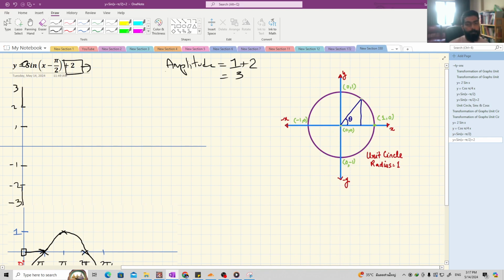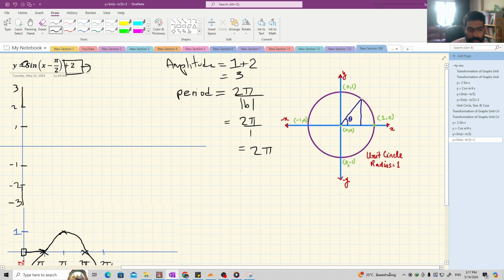All right guys, so we have found the amplitude. Now the next one we'll be looking at the period. The period formula is 2 pi over the absolute value of b. In this case, b is the value in front of x, which is 1. So 2 pi over 1 is equal to 2 pi.